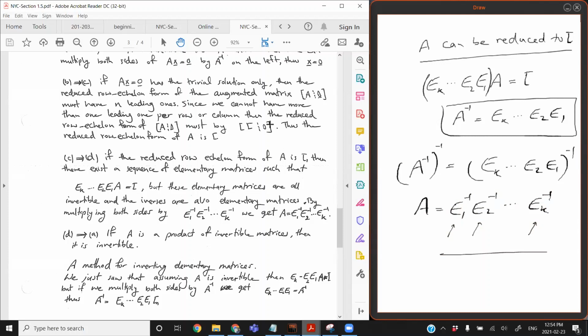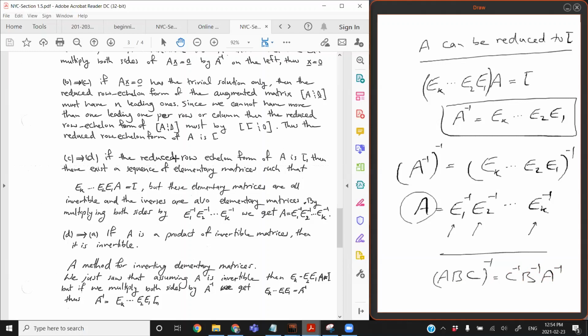And finally, how do I get from D to A to complete the circle? If A is a product of elementary matrices, since each elementary matrix is invertible, then A has to be invertible. Because we had this theorem before that if you have a bunch of invertible matrices, for example, you have A, B, C, and all of them are invertible, then the product is also invertible, and the inverse is going to be C inverse times B inverse times A inverse. We learned that in 1.4.